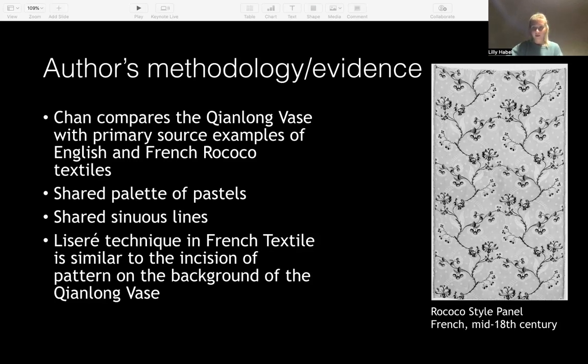Basically, the textile that you see and the Qianlong vase share the same pastel color palette, the same sinuous lines, which are the vines that you see on the textile panel on the screen. The French technique used to create this silk textile is called a lisier technique, which means that there are tiny patterns in the silk underneath the main pattern that create a type of shadow underneath the flowers. And this is very similar to the background of the Qianlong vase, which is incised with little tiny squiggles, which also enhance the shadow of the pattern on it.